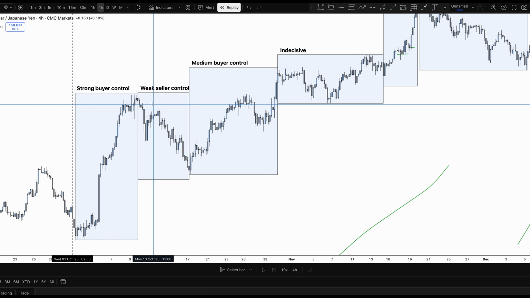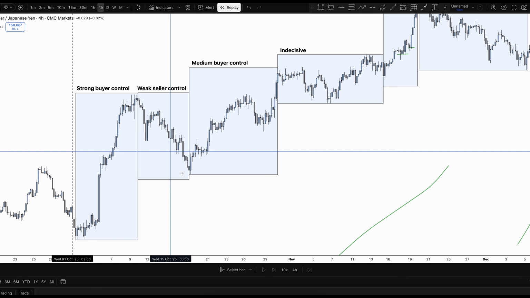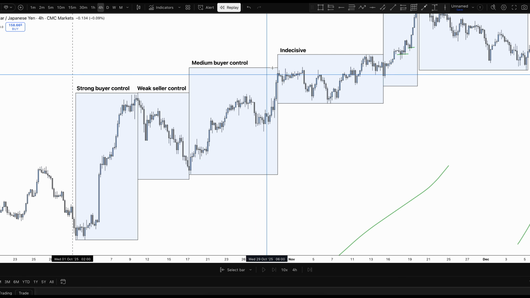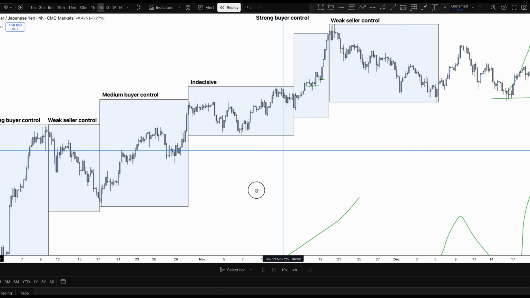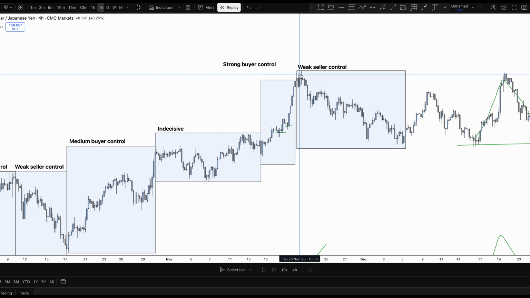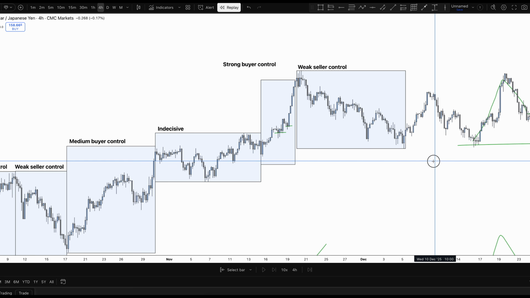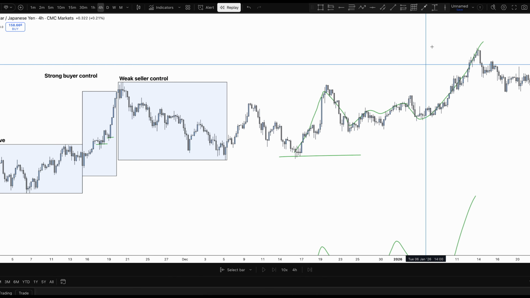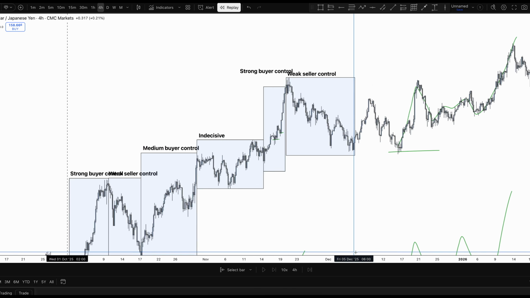So we take advantage of the following weak seller control to identify opportunities to buy. We see medium buyer control, not as great, but we want to wait for clear, strong buyer control again. And then if we see weak seller control, we start to join the market in on the buy side again. Okay, so that is an example of how we read momentum in a market.